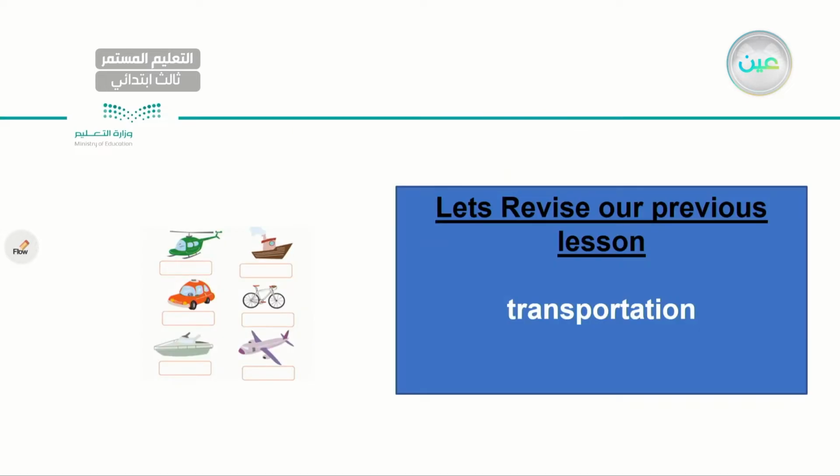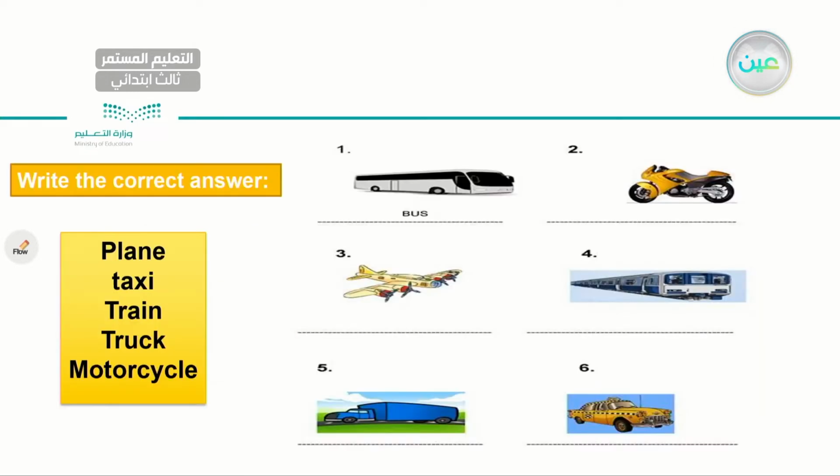So let's start. In the previous lesson, my dear student, we introduced the word transportation. And also I gave you a homework. I hope you've done this homework by now. Write the correct answer. So here I have 6 pictures. I already gave you the answer to number 1. I have a bus. Okay, so let's go ahead and answer with the correct word. Plane, taxi, train, truck, or motorcycle.